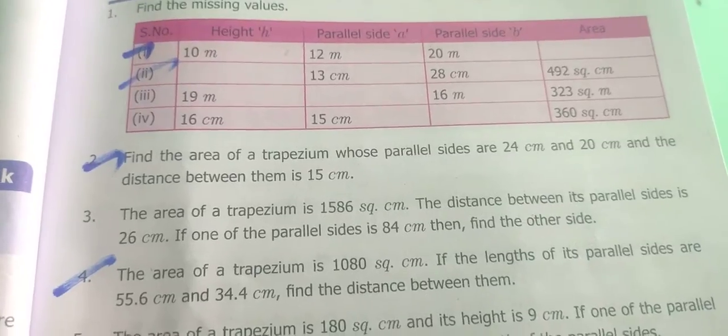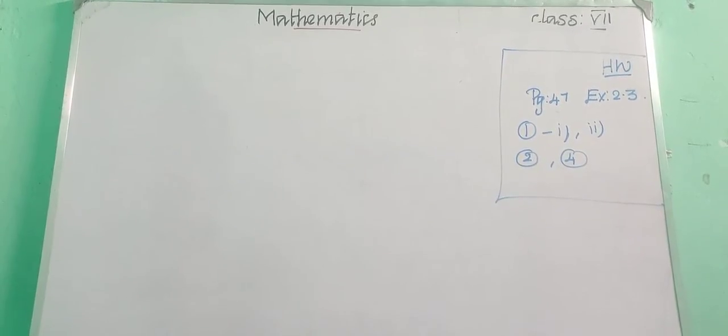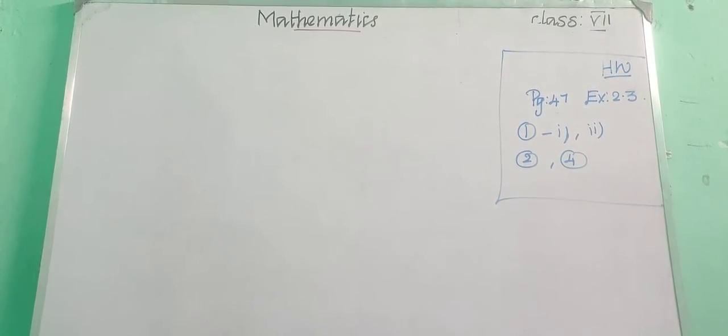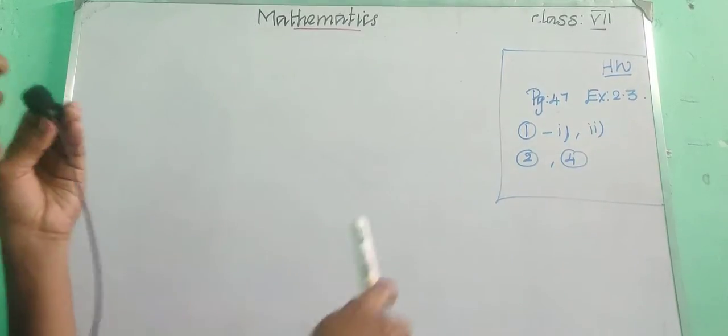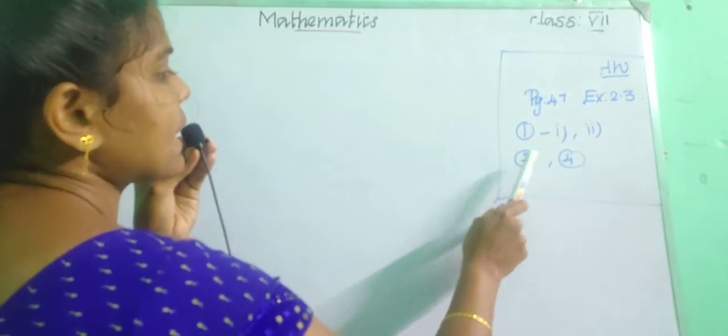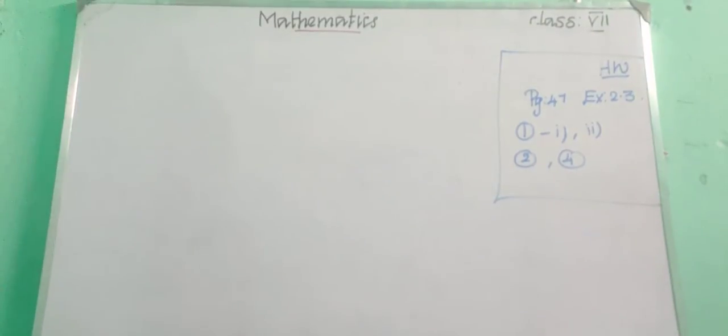Children, note today's homework. Your homework is from page number 47, that is exercise 2.3. In the first one, 1 and 2, and the second and fourth sum is your homework. Children, do your homework properly. Okay, thank you.